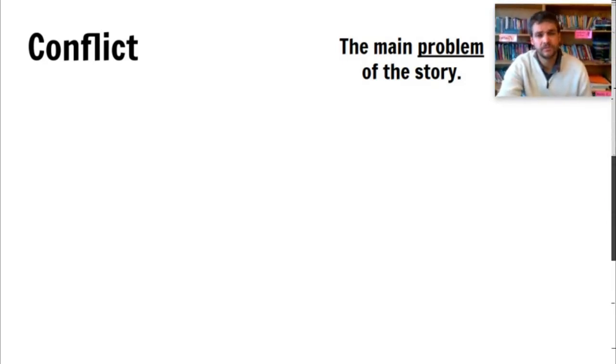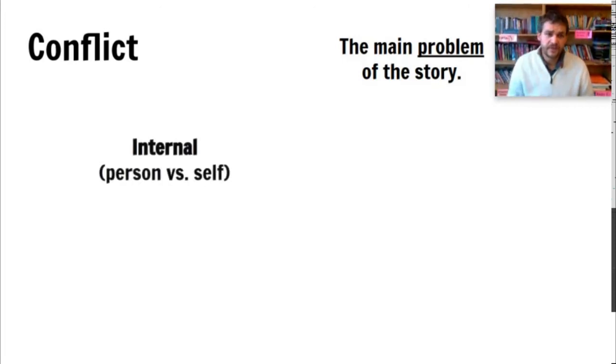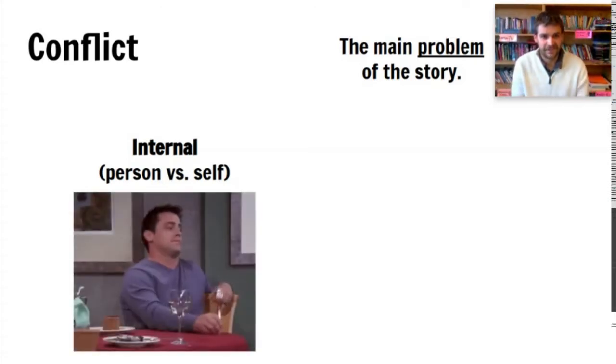Now, conflict can take 2 main forms. The first kind of conflict that you'll often see is called internal conflict. That's conflict that's happening inside of a character, in their heart or in their mind. And a lot of times people who study literature call that person versus self conflict. Here's an example of that. Take a look at this guy.